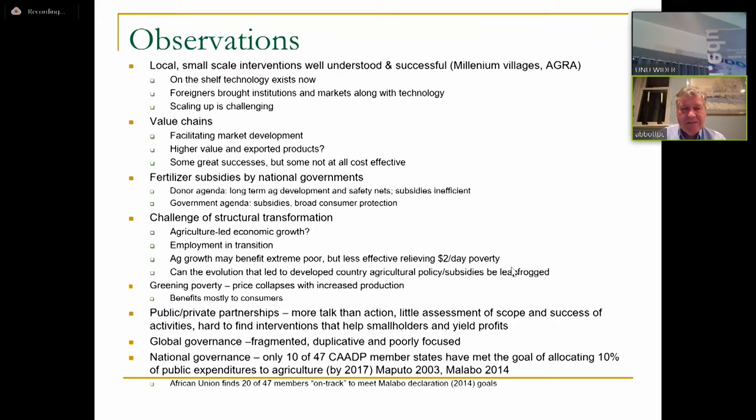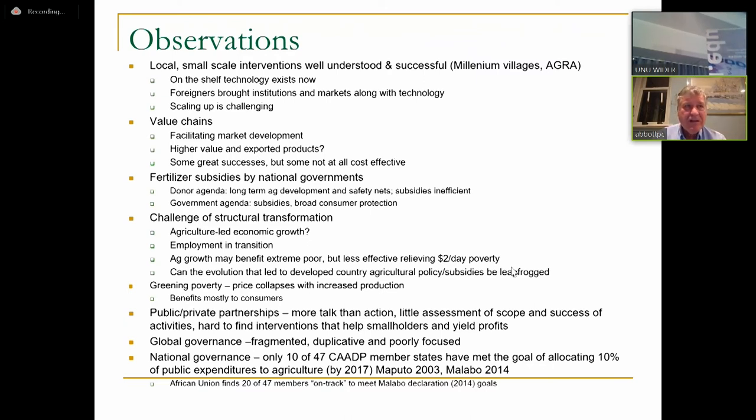The fertilizer subsidies I mentioned have been less important to donors, but they remain something that governments think are important, and they were part of their agenda over the last decade. I want to mention the challenge of structural transformation. Can we lead economic growth with interventions and investments in agriculture? And how will employment evolve in the meantime? I think it's right that ag growth may benefit the extreme poor, but as a WIDER study has emphasized, it's less effective in relieving $2-a-day poverty.